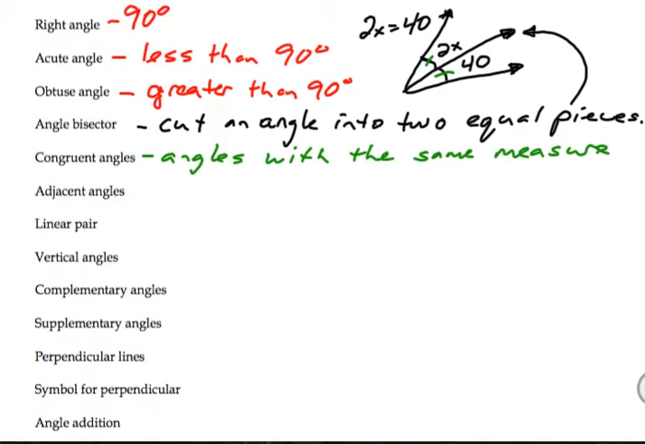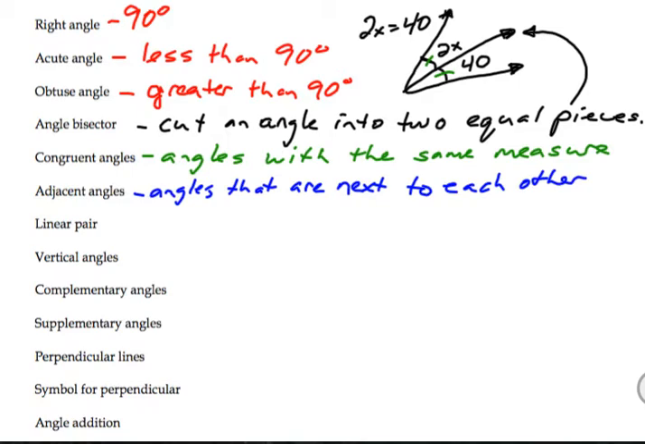Adjacent angles: adjacent just means next to, so they're angles that are next to each other. So they share a side. I would say this angle in blue and this angle in blue are adjacent because they share this bisector as a side. So that's how they become adjacent angles.